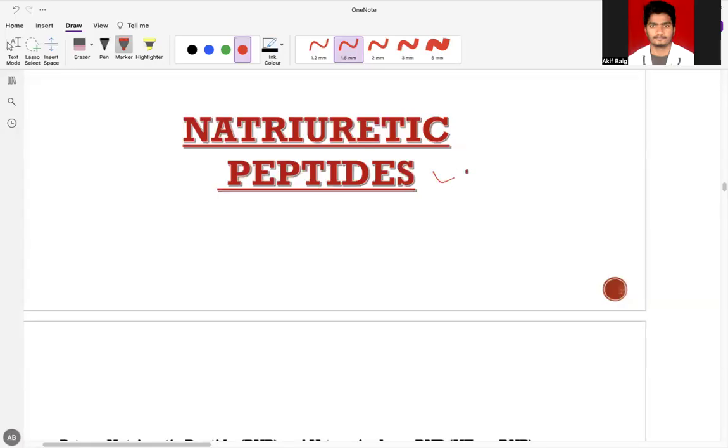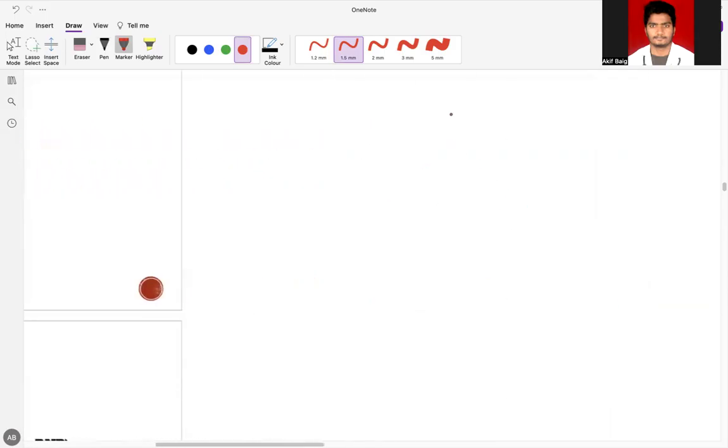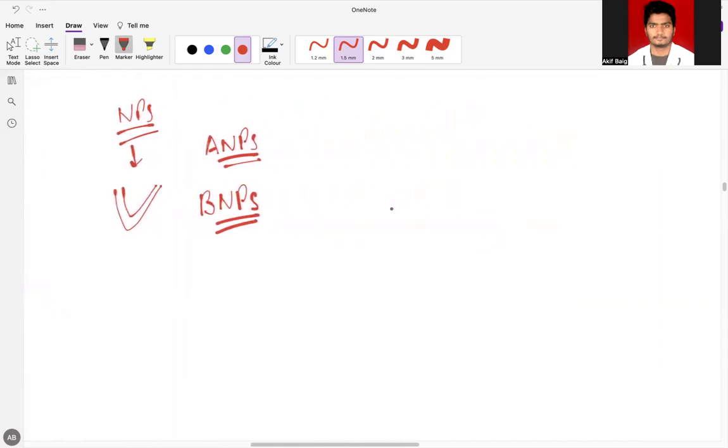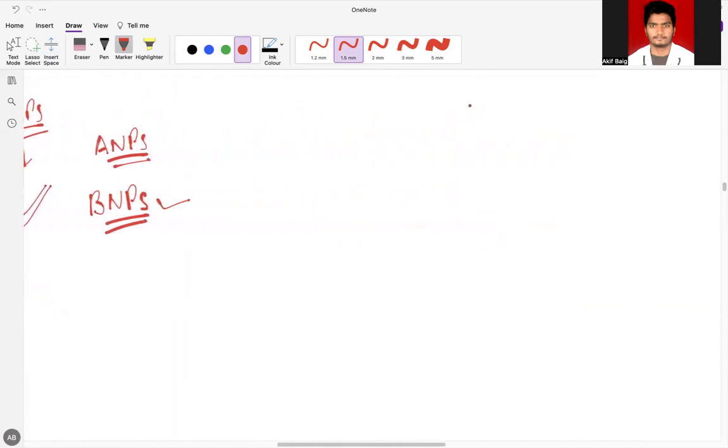Hello everyone, let's talk about the natriuretic peptides. Natriuretic peptides are produced from the ventricle or atrium. If it is produced from the atrium, it is called atrial natriuretic peptide. If it is produced from the ventricle, then it is called beta natriuretic peptide. In this video, we'll be mainly talking about beta natriuretic peptides.